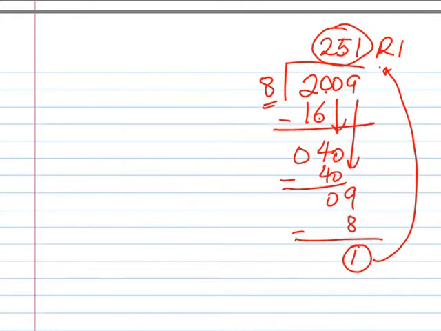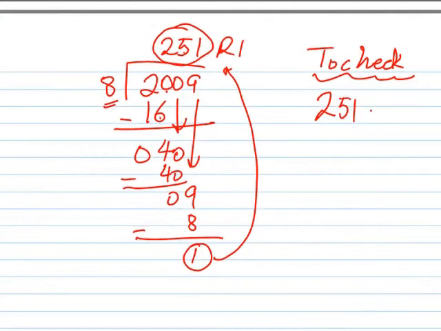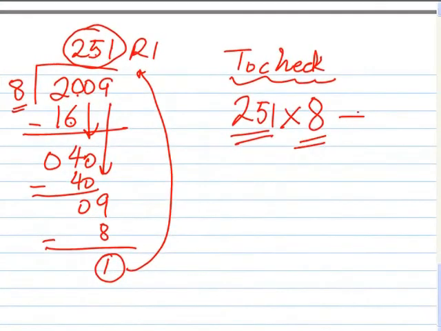To check your answer, what you need to do is you can turn this into a multiplication problem, and multiply 251, which is your quotient, by 8. So here's your quotient, here's your divisor, and then add the remainder and see if that gives you 2009. And when you do that in your calculator, you'll see that that works. Let's try another one.